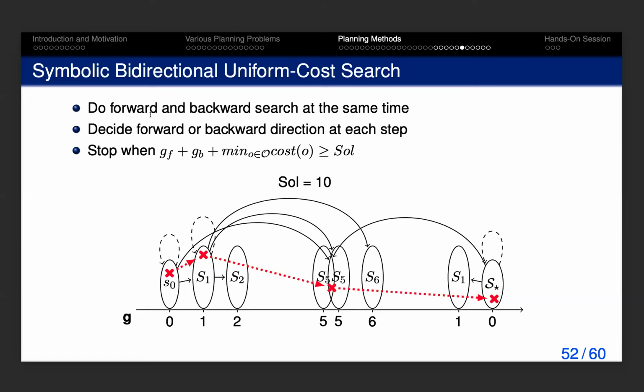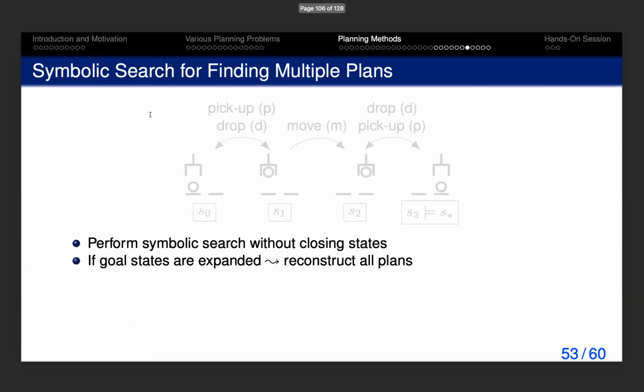What you usually would do in symbolic search is that if you have already expanded the initial state, you would not consider it here again. You would just cut it out on a symbolic level with the formulas. But you have to do that to find all plans. We will see in a second why.